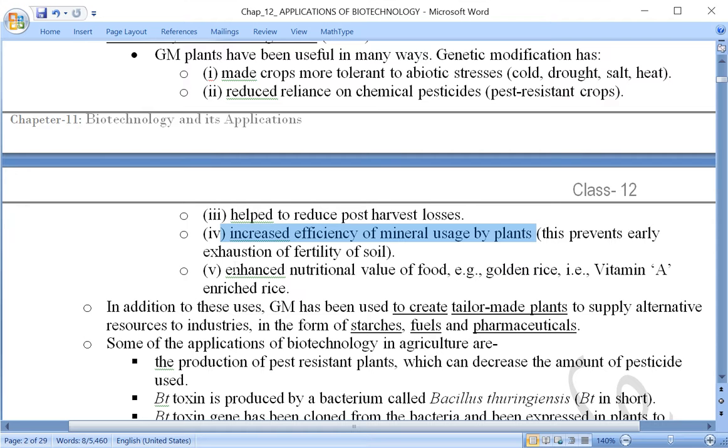And the last one here is enhanced nutritional value. If you remember, we have discussed about biofortification.